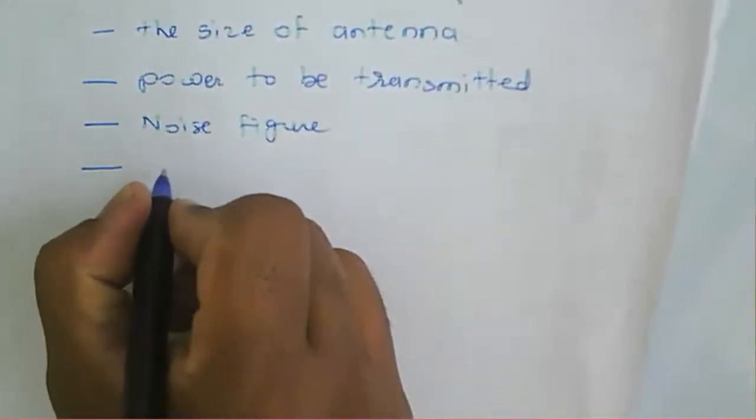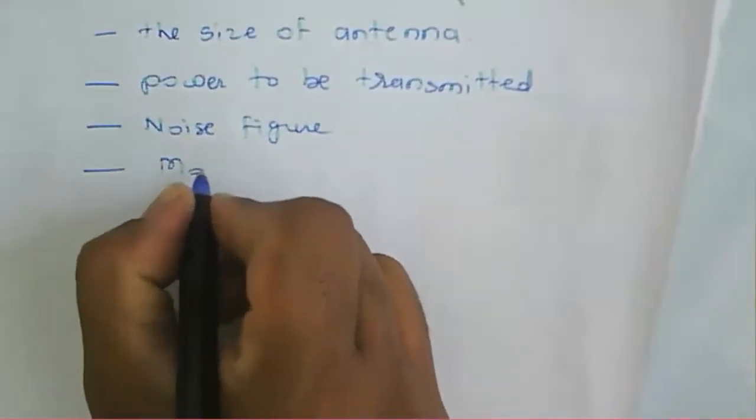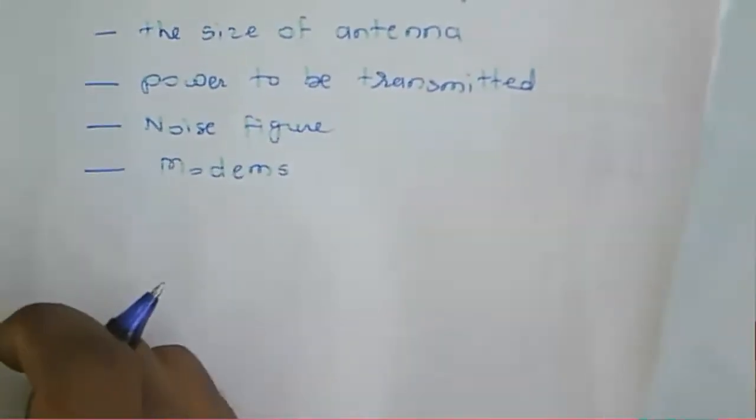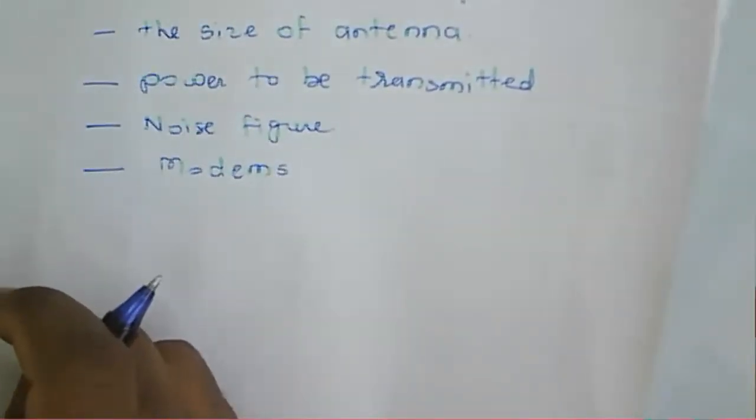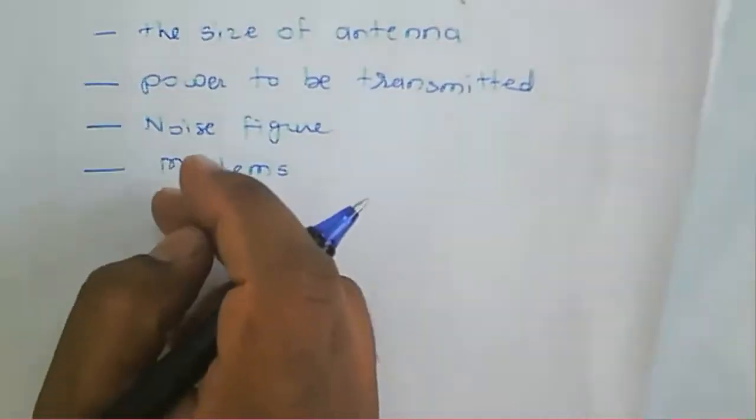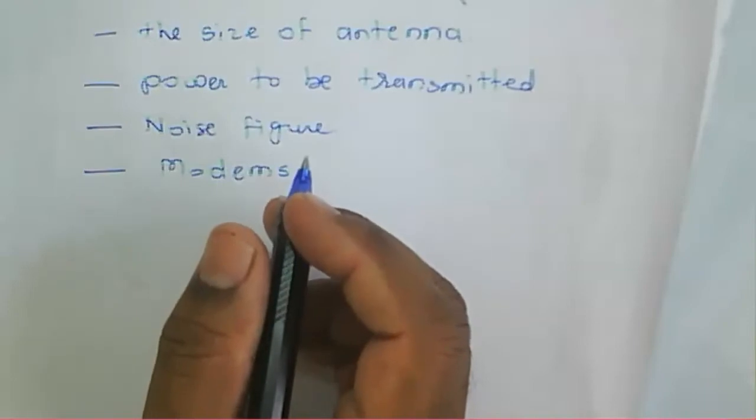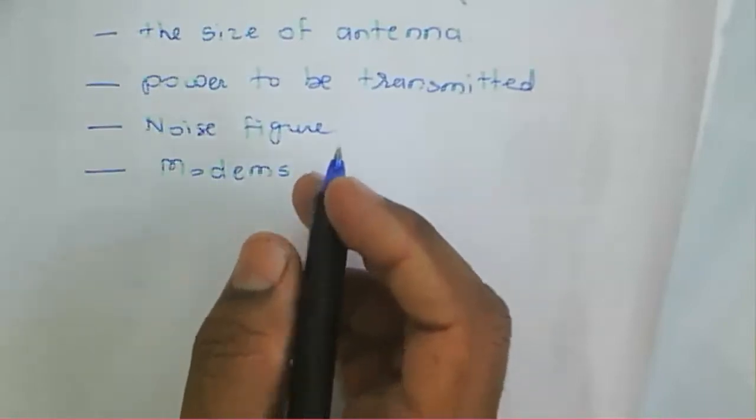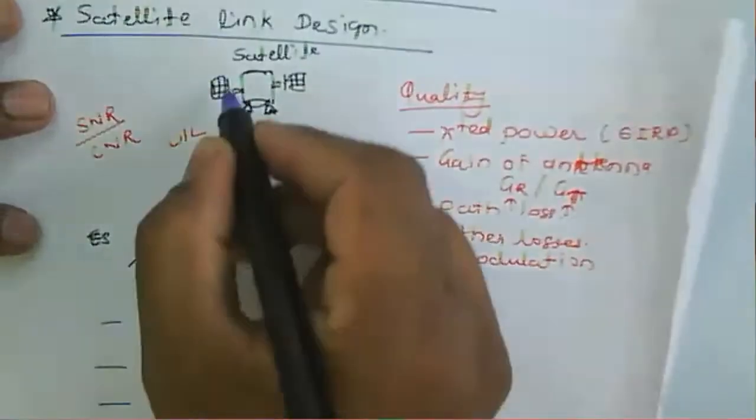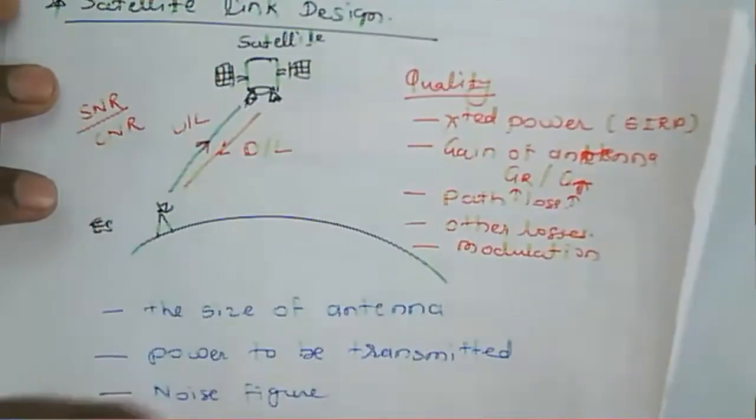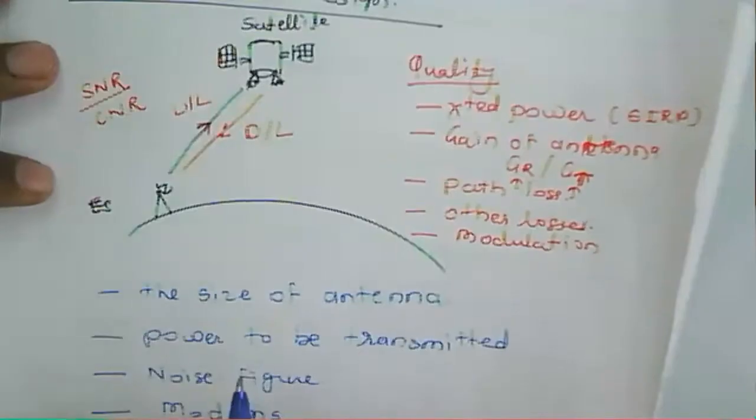And then what are the various techniques used for the communication? So we say that a modem is used for a given application. Then we say that here in the earth station as well as in the satellite, a single antenna is used for the transmitting as well as the receiver.